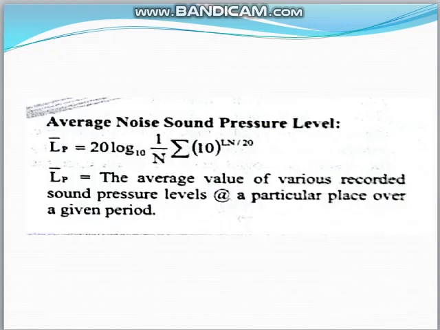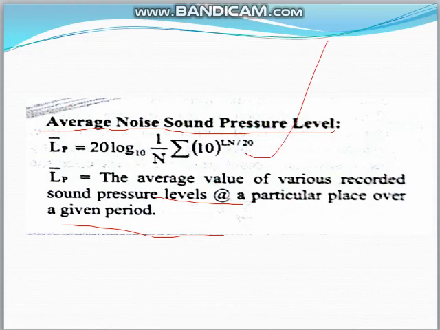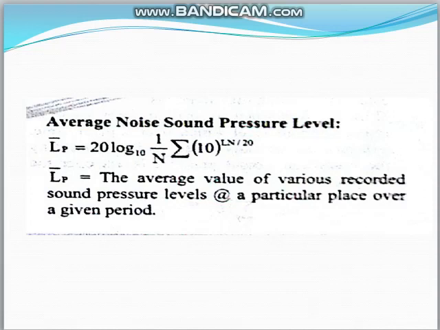Okay. Next, average noise sound pressure level. This average noise sound pressure level is for sources emitting different sounds at different time periods. Then the average sound produced by the source is given by 20 log base 10 into 1 by n, summation of 10 power Ln by 20. Here Lp is nothing but the average value of various recorded sound pressure levels at a particular place over a given period. If we have a source emitting sounds at different time periods, then the average sound pressure produced by the source will be this formula. Very very important. Okay. That is about the average noise sound pressure level.